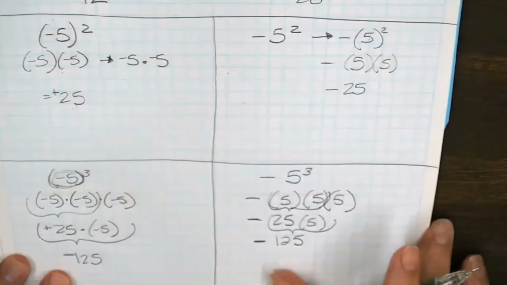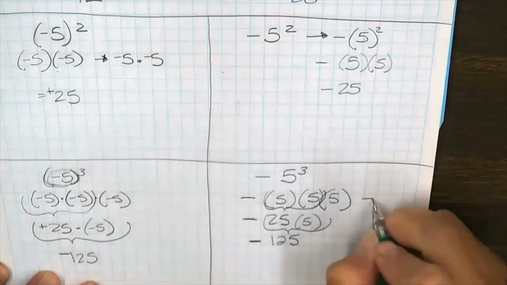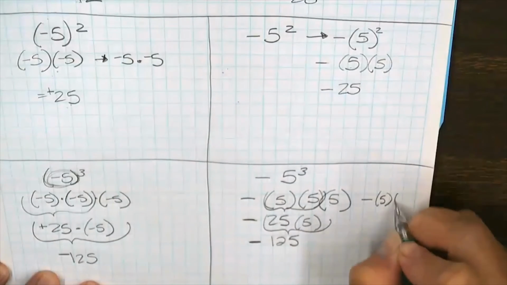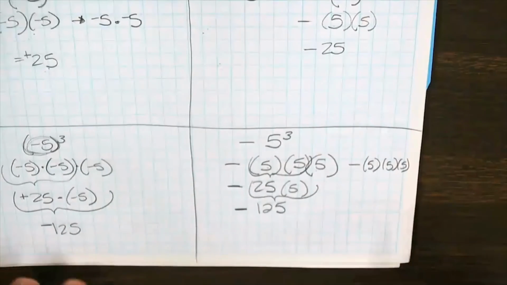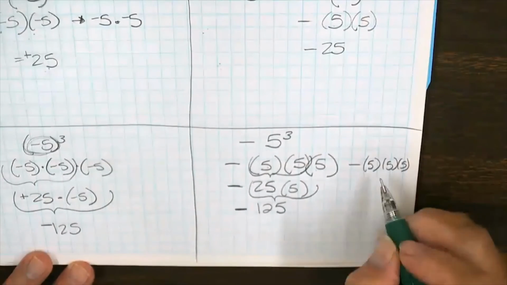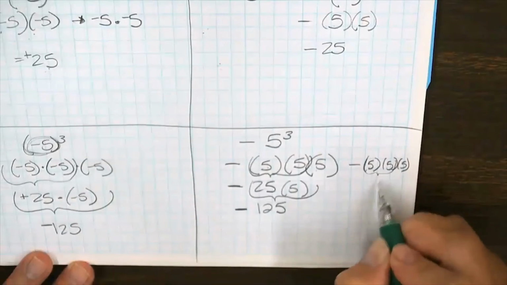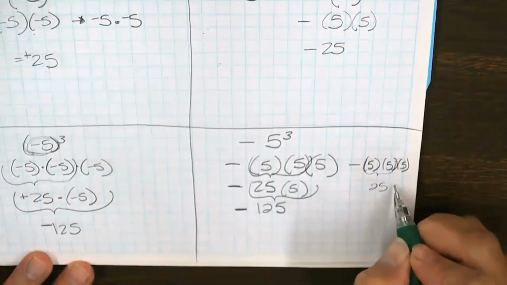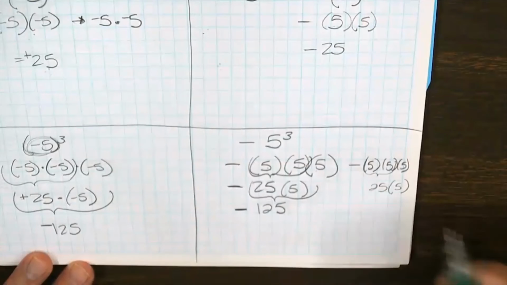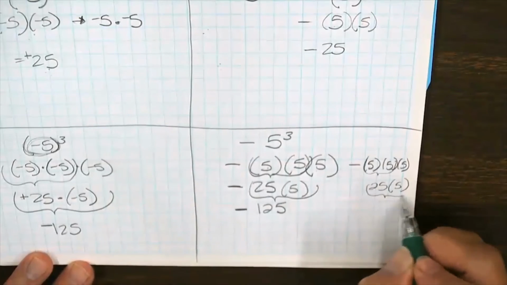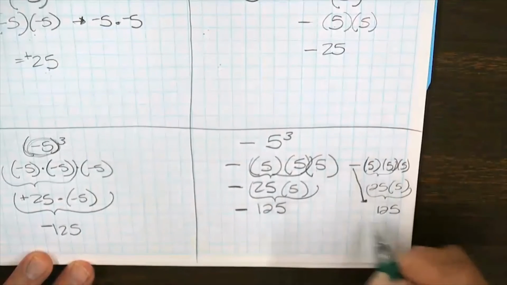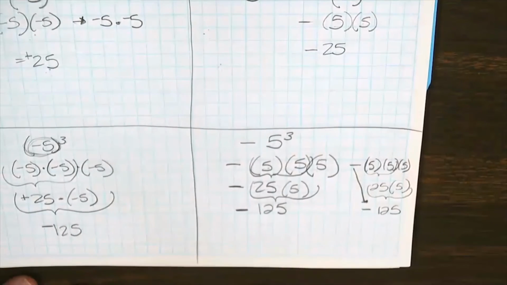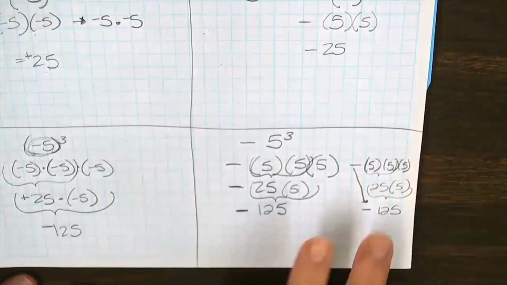Another way of thinking about this, you can go negative 5 times 5 times 5. So the first thing we're going to do is work on this. 5 times 5 is 25. This 5 comes down. 25 times 5 is 125. And now the negative sign comes down. You can think of it either way.